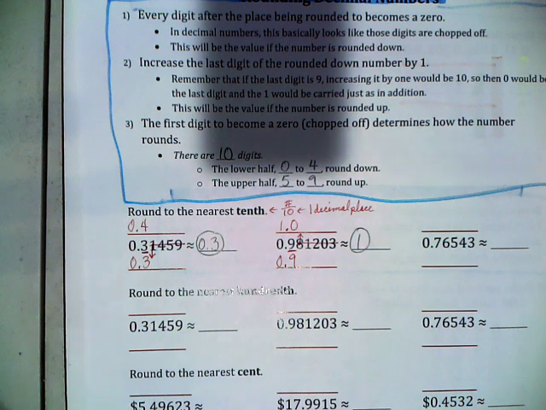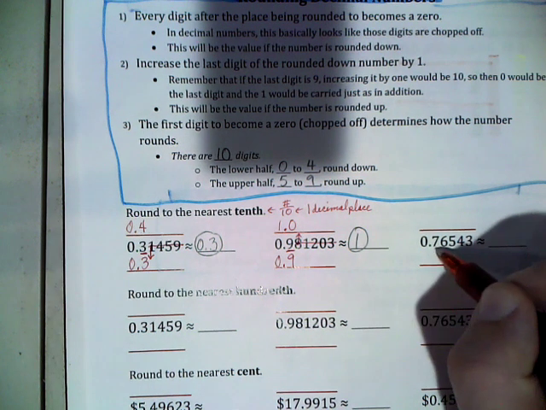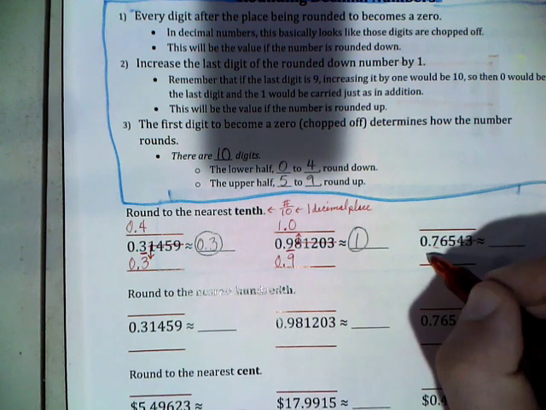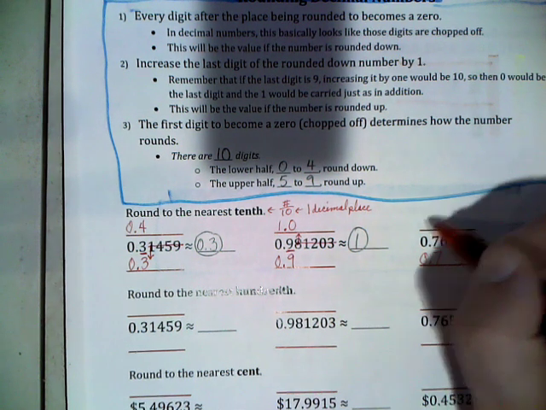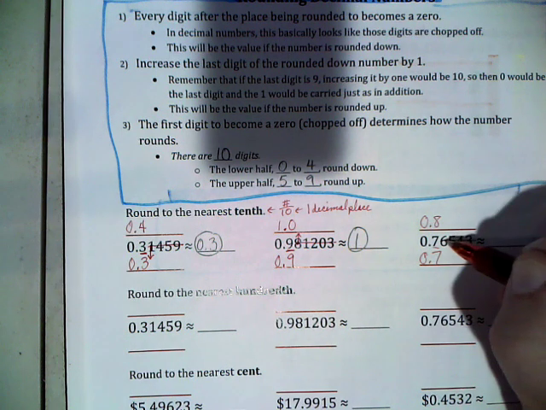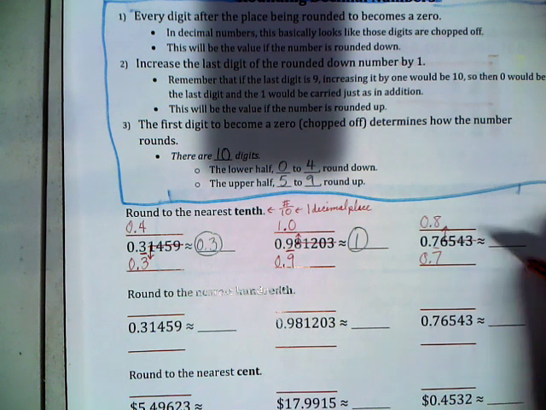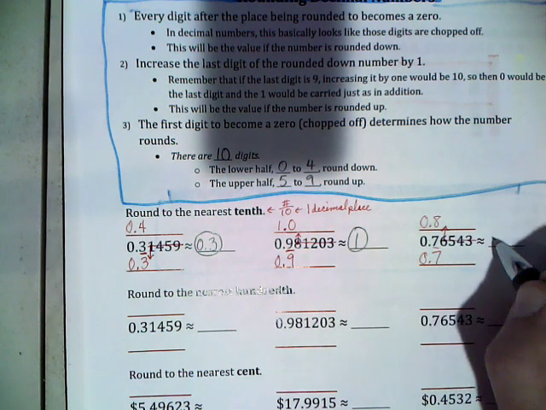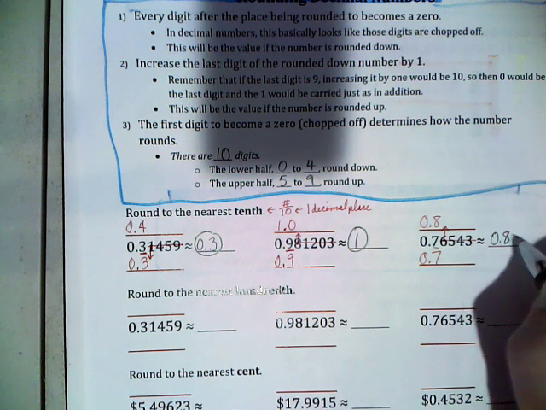All right, let's check out this last example here. So if I'm rounding off to 1 decimal place to the nearest 10th, then this will be 0.7 if it rounds down. It'll be 0.8 if it rounds up. It is the first digit to be chopped off, the 6 that tells me up or down, and a 6 tells me to go up. So 0.76543 is approximately equal to 0.8.